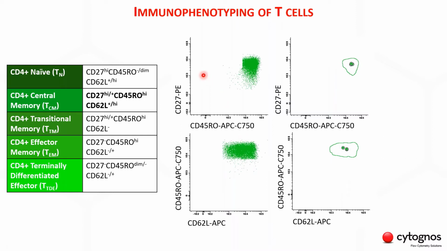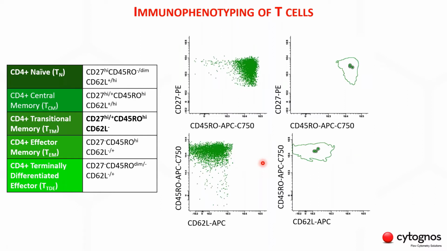Then along the maturation pathway, we can identify the central memory T cell. This cell has a high or positive expression of CD27 and CD45RO, but also they present a high expression of the CD62L marker. In the case of a transitional memory T cell, this cell expresses a slightly lower level of CD27 than central memory T cells, but this transitional memory T cell still shows high expression of CD45RO, but loses expression of CD62L.